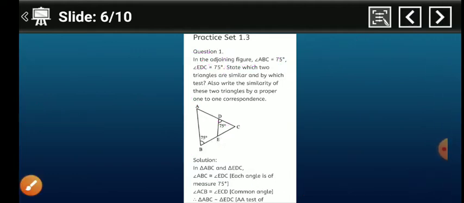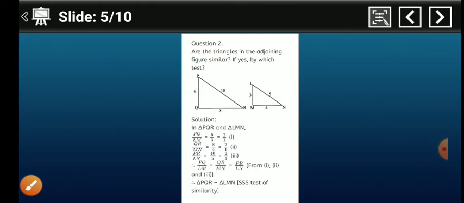Then next, question number 2. Are the triangles in the adjoining figure similar? If yes, by which test? So two triangles are given and the question is, are they similar? Here we have to check the tests of similarity one by one. From the figure we can understand that all three sides, the measurements of all three sides, are given. Therefore we have to check the sides first.